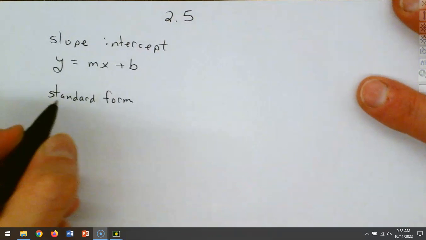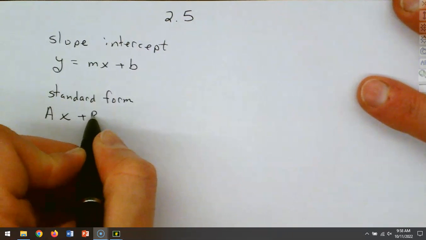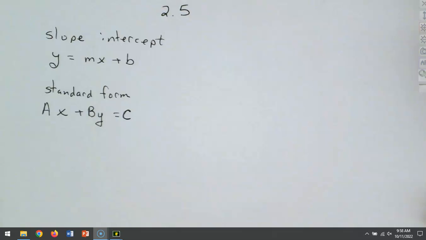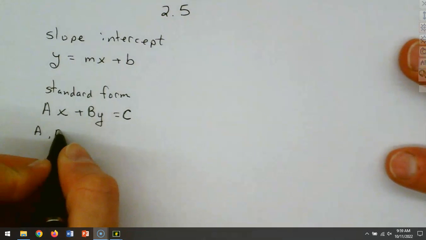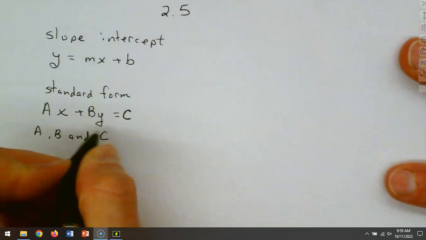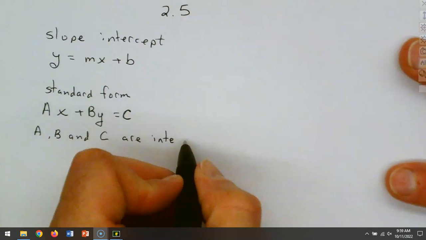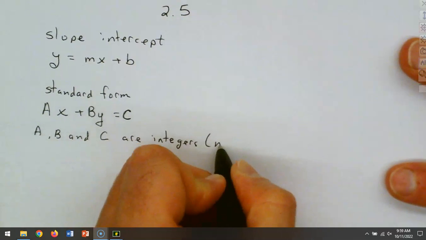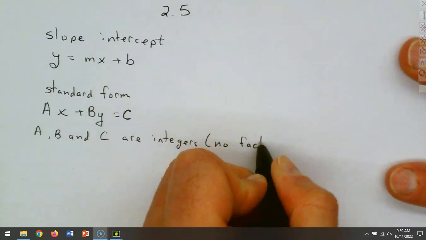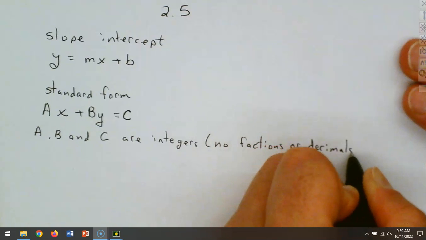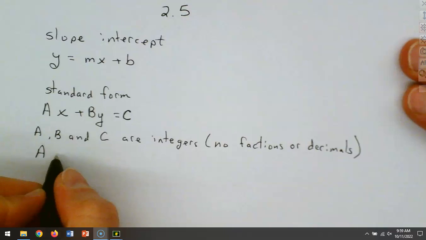And standard form is ax plus by equals c. A, B, and C are capital letters because they have to be integers. So A, B, and C are integers. So no fractions or decimals. And A must be positive.